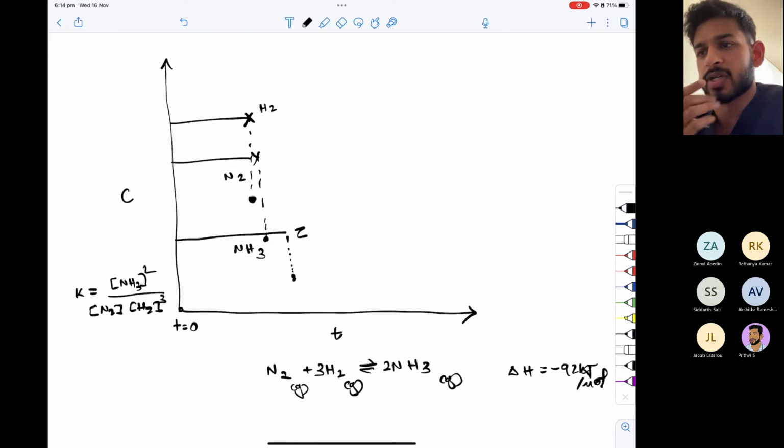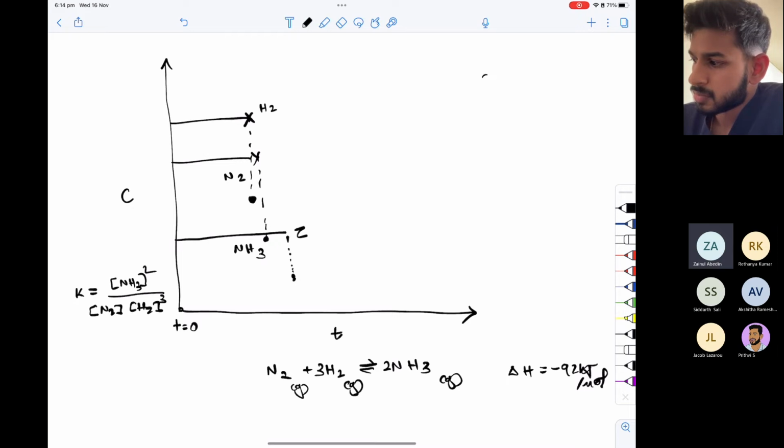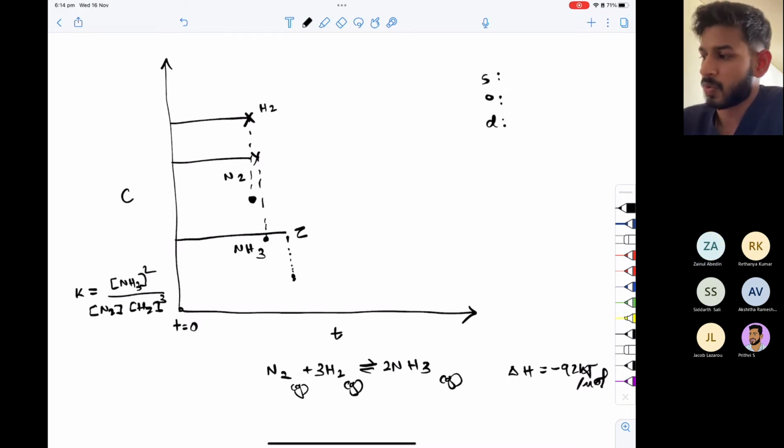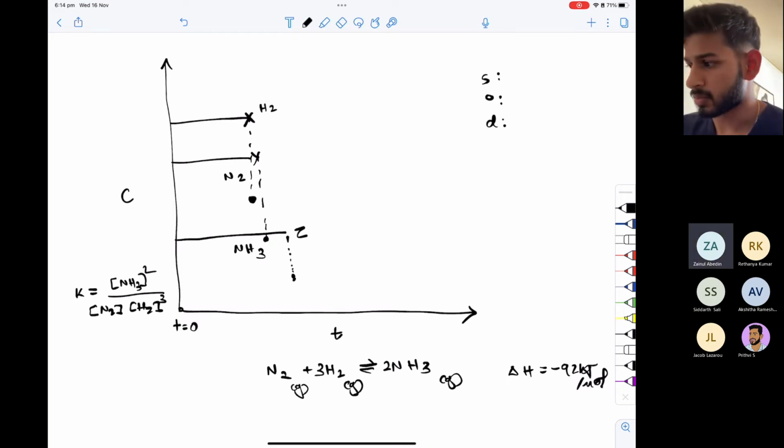Now, Zeno, what are the 3 questions we always ask ourselves for equilibrium? Stimulus, opposition, and direction. Very good. So tell me, break it down for us. What was the stimulus? What is the opposite of that? And what direction will this reaction go? The stimulus was a change in, I think, decrease in concentration. And the opposite would be increase in concentration.